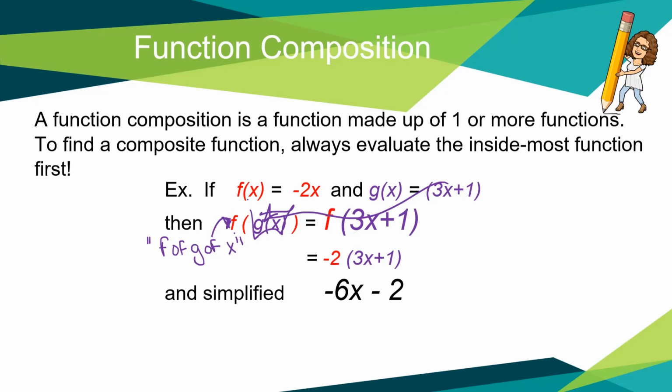So I'm going to start writing f's rule, which is negative 2x. I'm going to write negative 2, and then I see an x in my f. But instead of the x, I'm going to write 3x plus 1, because that's what they told me to substitute in for x. And then I just simplify, distribute that negative 2, and I get negative 6x minus 2.